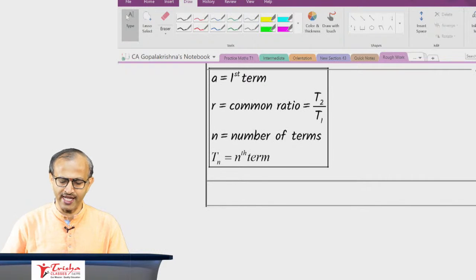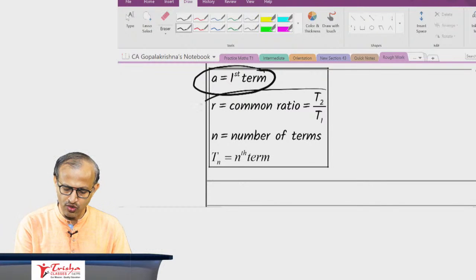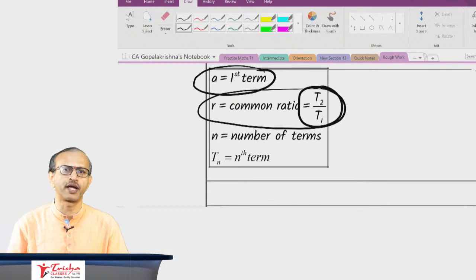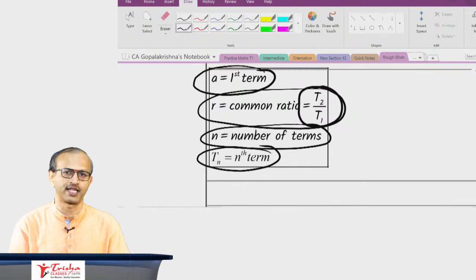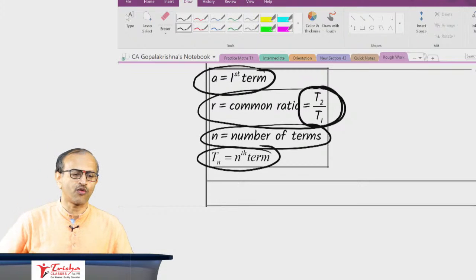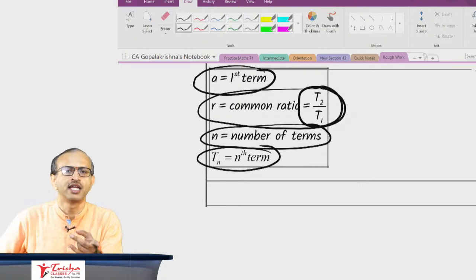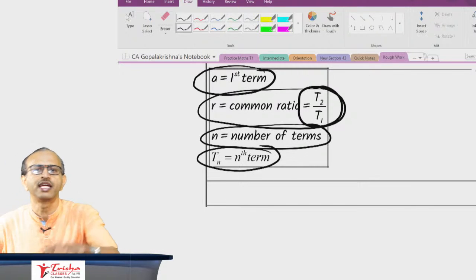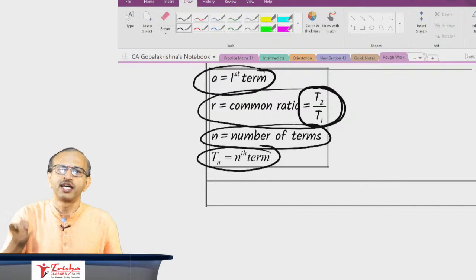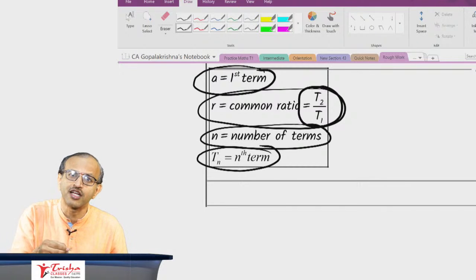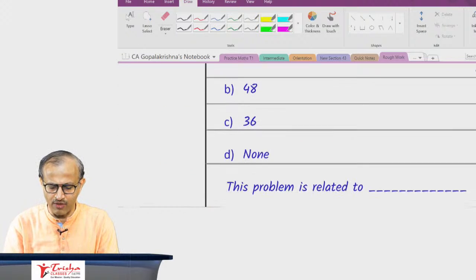As usual, A is equal to the first term. R is equal to the common ratio. Please note T2 by T1. N is equal to the number of terms. Tn is equal to the nth term. Sn is equal to Sn. So what is that extra we learned? Instead of D, it is R. Instead of T2 minus T1, it is T2 divided by T1. Difference is T2 minus T1. Ratio is nothing but division, T2 divided by T1. That's all you have to note. Let us work out, and I will work out the sum formula later.